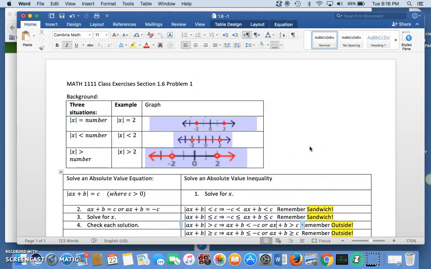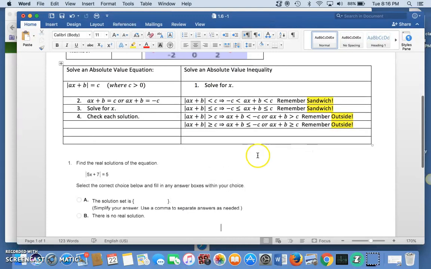Here's another little chart kind of helping you with these things. The one on the left deals with the equation, absolute value equal to C. It's either going to be C or negative C, and then you solve. Okay, but the inequality with absolute value is a little bit more trying. If it's less than a specific number, then what's in the absolute value is going to be sandwiched between the negative C value and the positive C value.